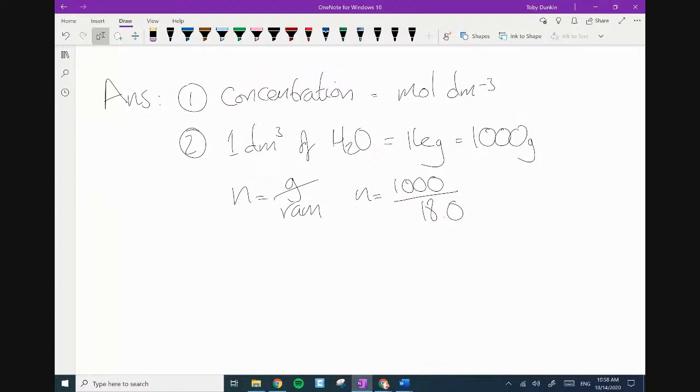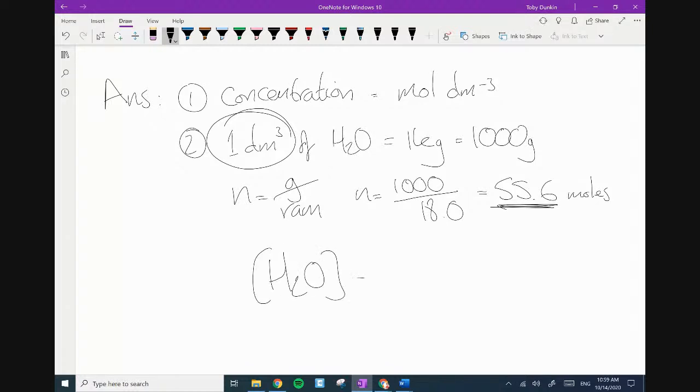1,000 divided by 18 gives me 55.6 moles of water in 1 kilogram. Oh, well, hang on a minute. That's now my concentration because we took 1 liter. So I've got that many moles. So the concentration of H2O in H2O equals 55.6 moles per dm cubed.